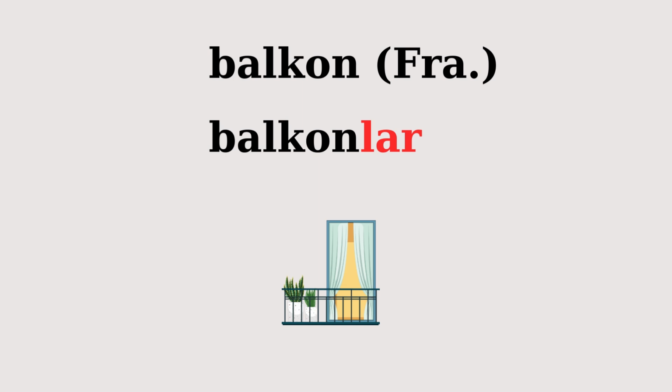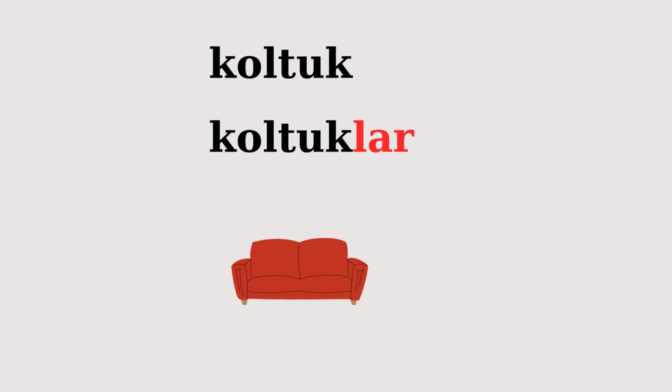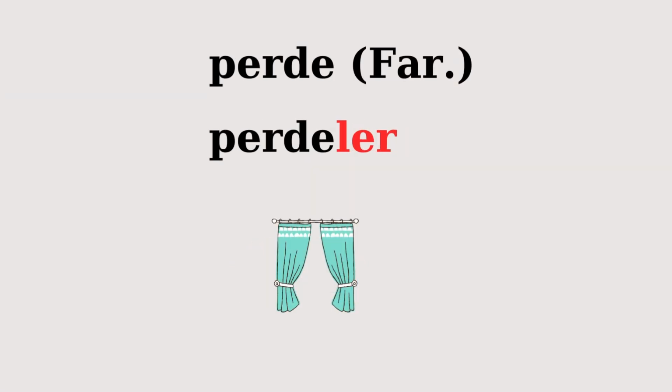It's a French word. The plural form of balkon is balkonlar. Our next word is koltuk, which means sofa or armchair. The plural form of koltuk is koltuklar. Perde means curtain. It is a Persian word. The plural form of perde is perdeler.